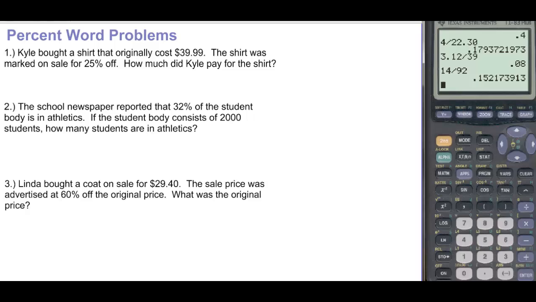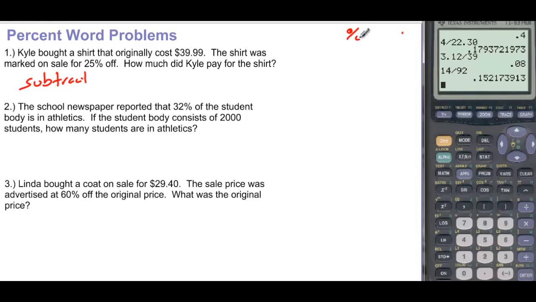Now we also have word problems. We have the same type of context. So what we're going to take a look at here is Kyle bought a shirt that was originally $39.99. The shirt was marked on sale for 25% off. So we're taking away, so we're subtracting, because we're marking it off. So I'm going to make a little note here. Subtract. How much did Kyle pay for the shirt?